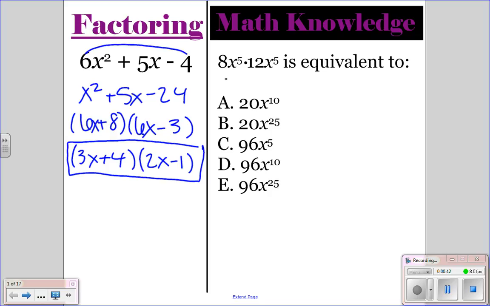For this next one, we're going to say 8 times 12, which is 96, so we can eliminate a and b. And then when we multiply, we add the exponents. So 8x to the 5th times x to the 5th, you add 5 plus 5, and you end up with x to the 10th. So that would be your answer there.